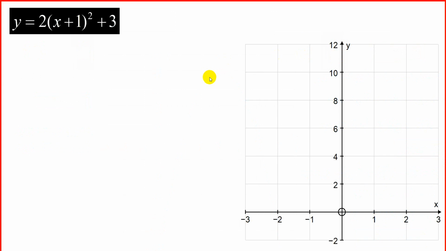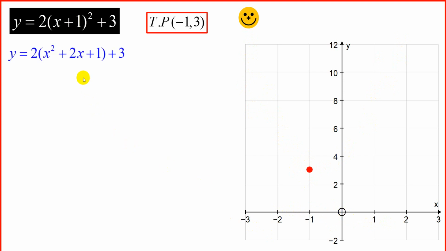Going on to our next example, we have y equal to 2 into x plus 1 all squared plus 3. So we're going to have a happy face because a is positive. Looking at our turning point, negative 1, change your sign, and 3. If we plot negative 1, 3, here's our dot, and it is a happy face. You will notice that this graph does not cut the x-axis. In other words, it does not have x-intercepts.